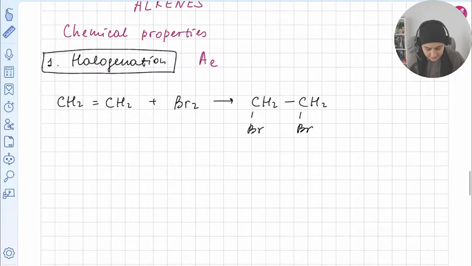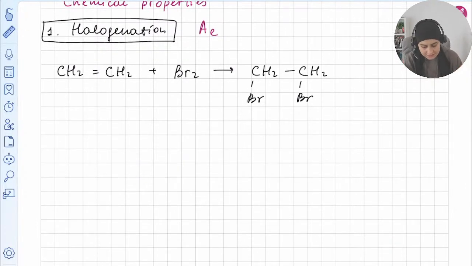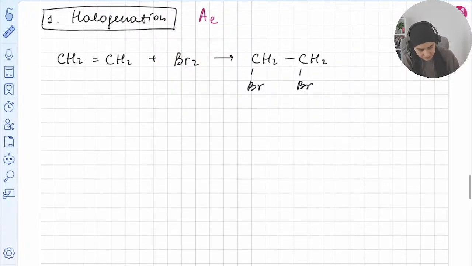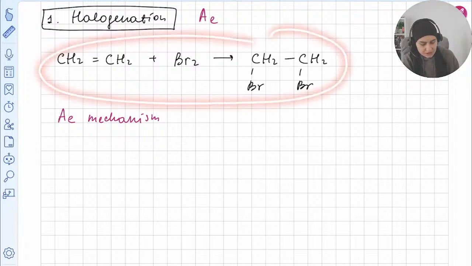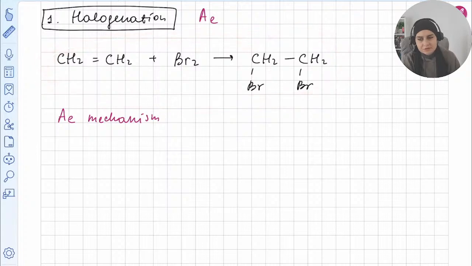And let's write it down. For symmetrical alkenes and for symmetrical molecules, everything is very straightforward. So I will write it out. Electrophilic addition mechanism. Remember that in the questions they can ask you to write a reaction, then it's usually 1 mark and you just write that. Or if they ask you to write a mechanism, it's 2, 3, or 4 marks depending on the complexity of the mechanism.